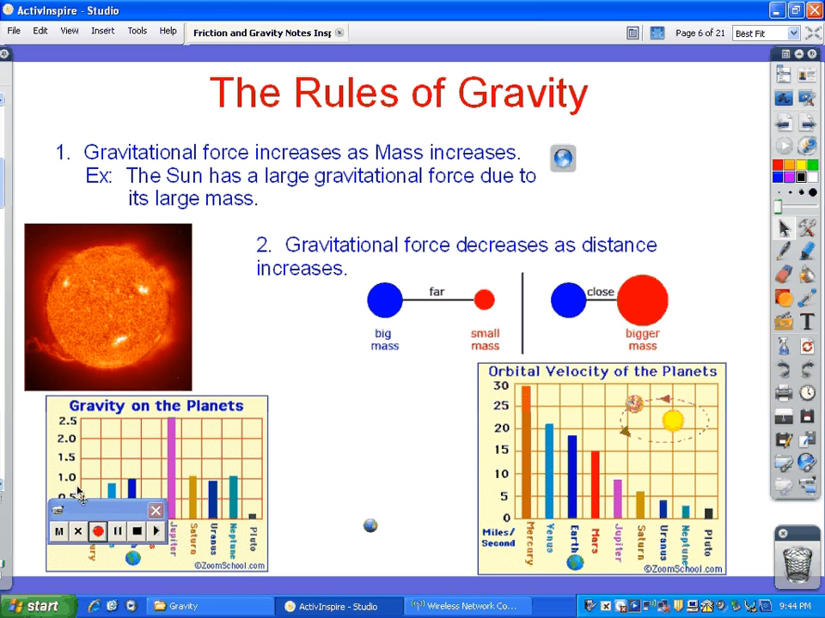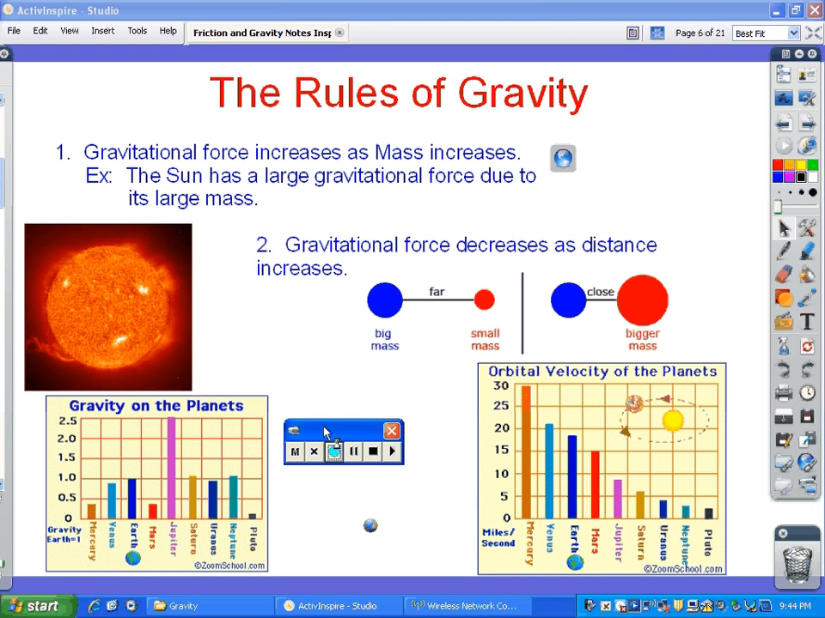Gravitational force decreases as distance increases. So basically the further you are away from a large gravitational force, the weaker it is. Evidence of this: orbital velocity of the planets. Mercury orbits very fast because it's close to the sun. Pluto not so much because it's very far away.